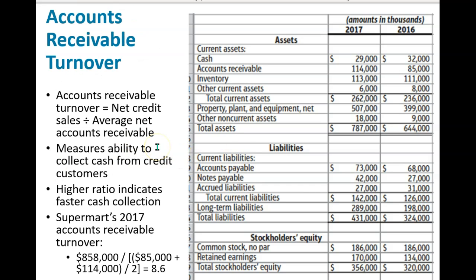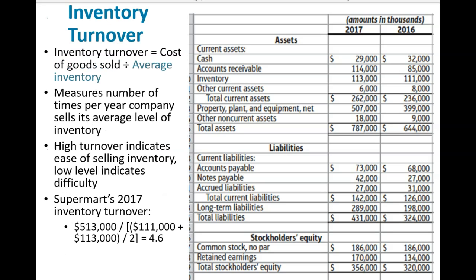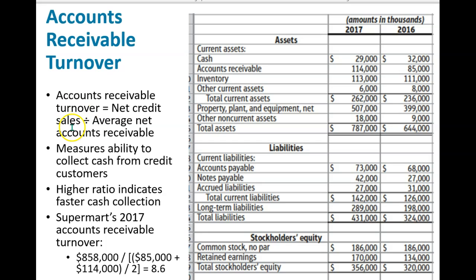Now, accounts receivable turnover. Just like we took cost of goods sold and divided it by inventory to get inventory turnover, for accounts receivable turnover, we'll take sales divided by receivables. So again, we're on the income statement for sales divided by average net accounts receivable. So all of your allowance for bad debts, everything is out of there, okay? So sales divided by average receivables measures the ability to collect cash from credit customers. A higher ratio means you collected more.